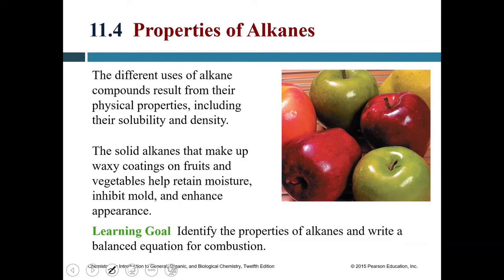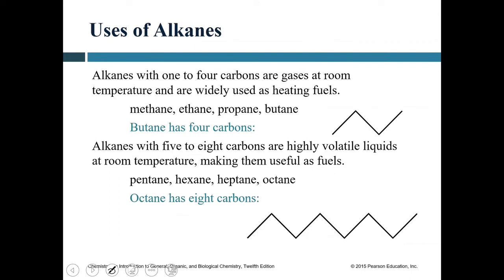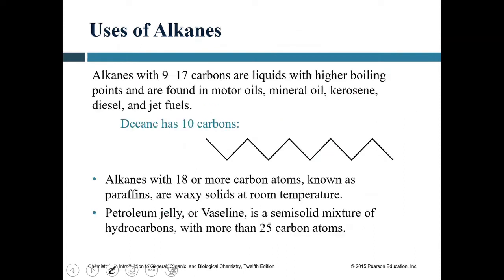Alkanes, for instance, are used as a waxy coating on fruits and vegetables, to enhance the appearance and to help retain moisture. Now, alkanes with 1 to 4 carbons are gases at room temperature, often used as heating fuels. Alkanes with 5 to 8 carbons are very, very volatile liquids that also can be used as fuels. So they are easily evaporated.